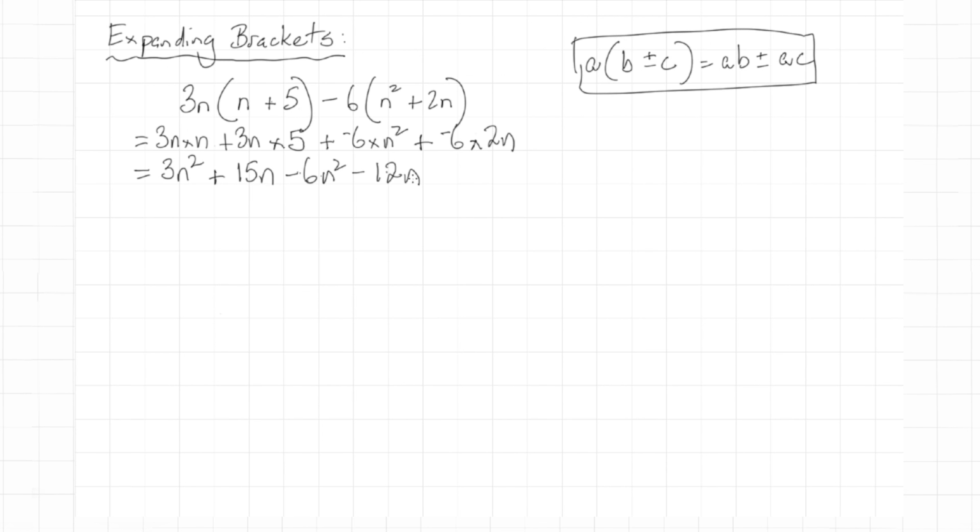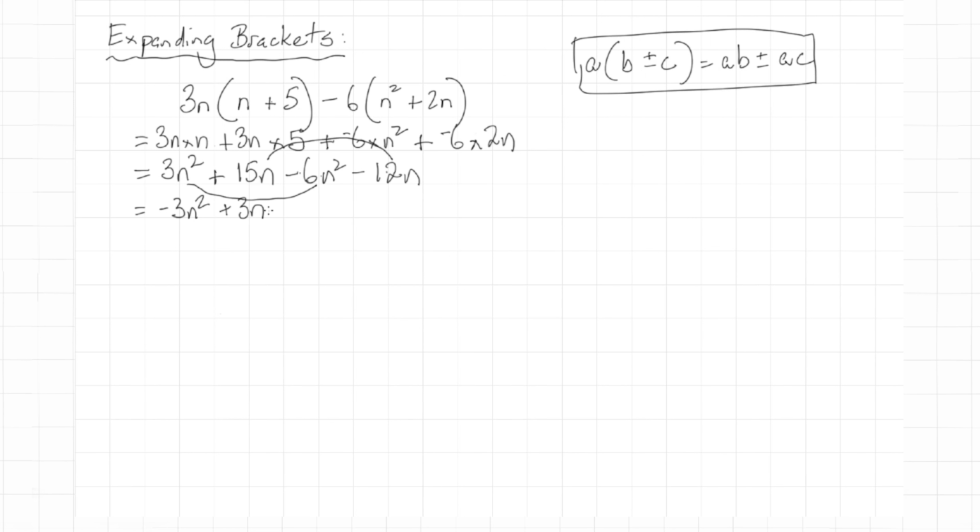Okay, collecting like terms means we are going to get all the like terms together. Now there are two sets of like terms. These two are like terms because they have the same power and the same base. So we've got n squareds and we've got n's. So we've got 3n squared take 6n squared is -3n squared. And then combining these two together, we've got 15n take 12n is plus 3n.